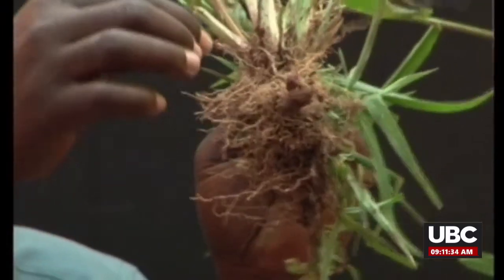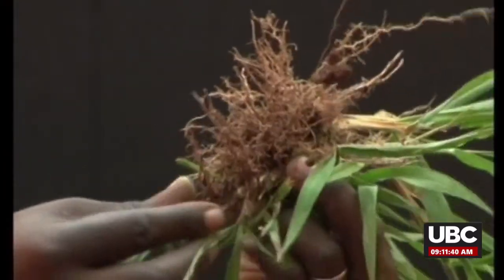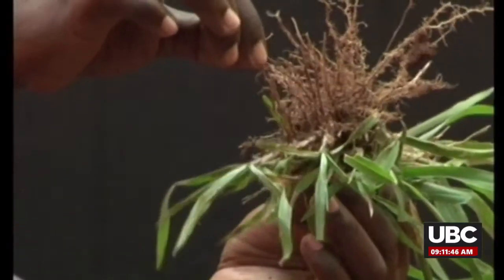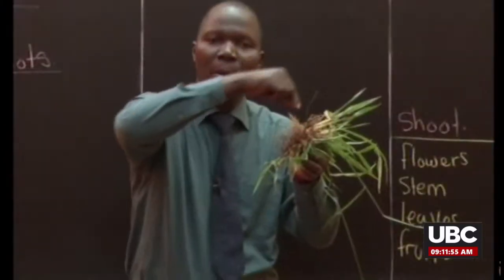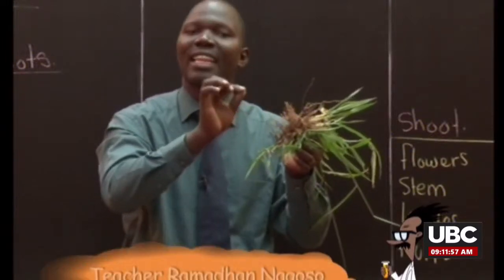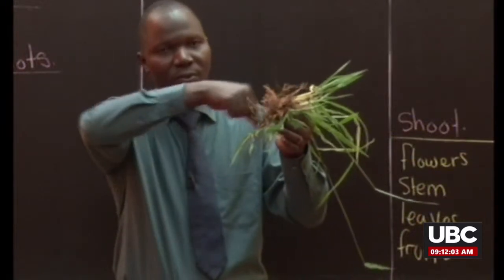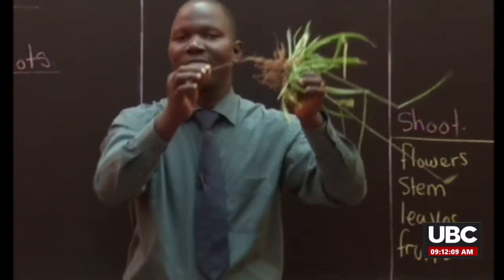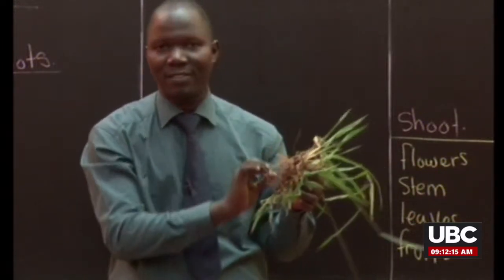If I showed you all this, you don't see a bigger root. If you looked on this side and we saw this one that is a bit old, the size here, the size here, the size here is the same. So we are saying they come from one common place and they are of the same size. These are the ones we are calling fibrous roots.